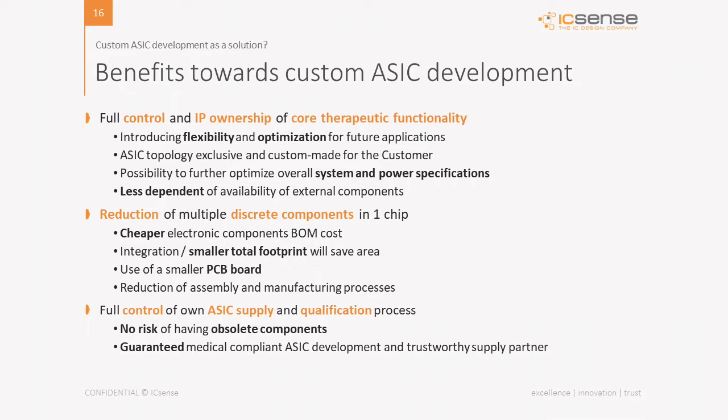The second reason to go to a custom ASIC will also be the reduction of the number of multiple discrete components that can be replaced with one chip. In the end, this will also make the bill of material a lot lower, and will also enable the introduction of cheaper electronic components. The integration will also create a smaller total footprint. So you will need a smaller, simpler PCB design, and will also reduce a lot of advanced assembly and manufacturing processes due to the fact that you will have a smaller product.